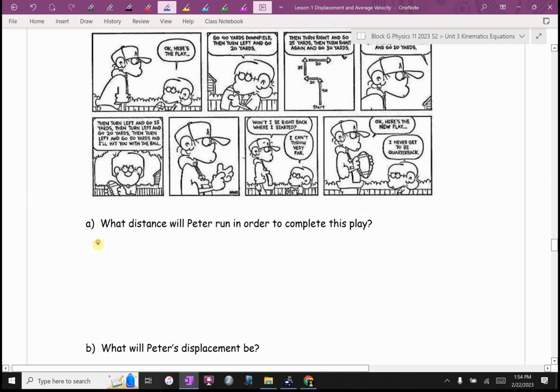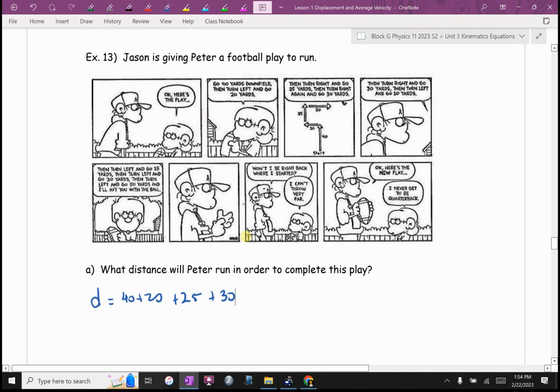So here's the question. What distance will Peter run in order to complete the play? Well, he would run 40 plus 20 plus 25 plus 30 plus 30 plus 10 plus 15 plus 20 plus 50, which is what? I can do this in my head, I'll bet you. 20 plus 40 is 60, 85, 115, 145, 155, 165, 170, 190, 240? Double check me. 240?